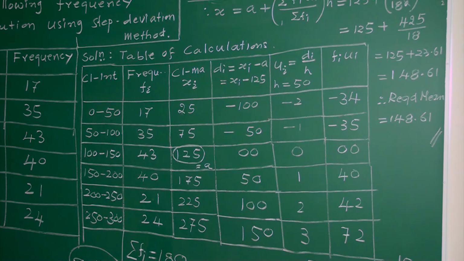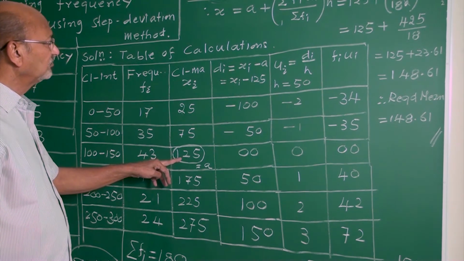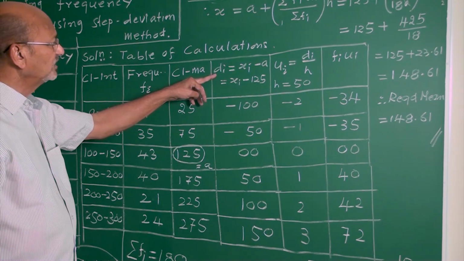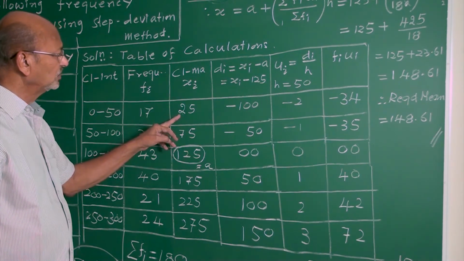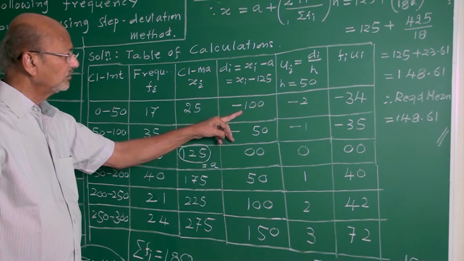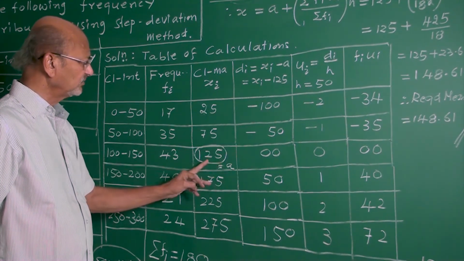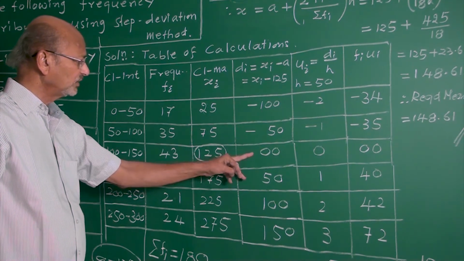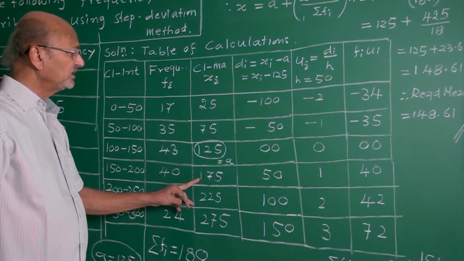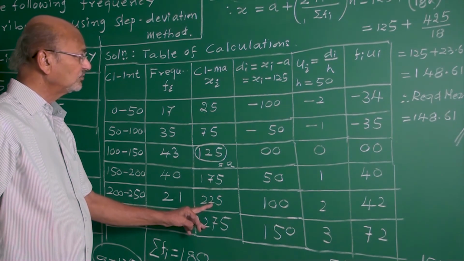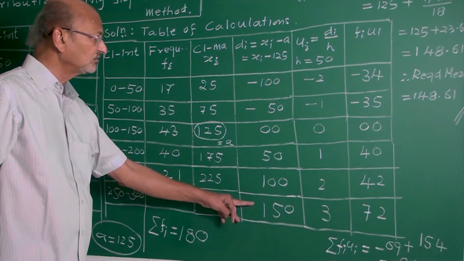Then you go for Xi, written. This is 125. Then Di you have to find. What is Di? Xi minus A, Xi minus 125. 25 minus 125 is minus 100. 75 minus 125 is minus 50. 125 minus 125 here is 0, which is A itself. 175 minus 125 is 50. 225 minus 125 is 100. 275 minus 125 is 150.